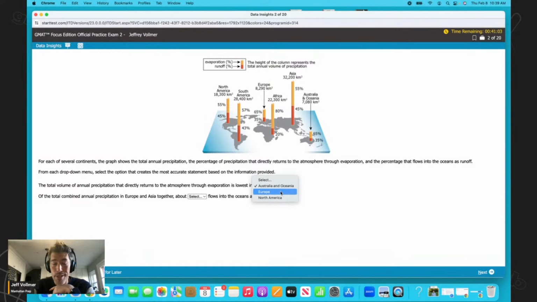It might be a pro tip here. Look at your answers to see, can you eliminate anything? There's only 3 possibilities. 65% of Europe, 55% of North America. No, 65% of the smallest value is going to be the least.